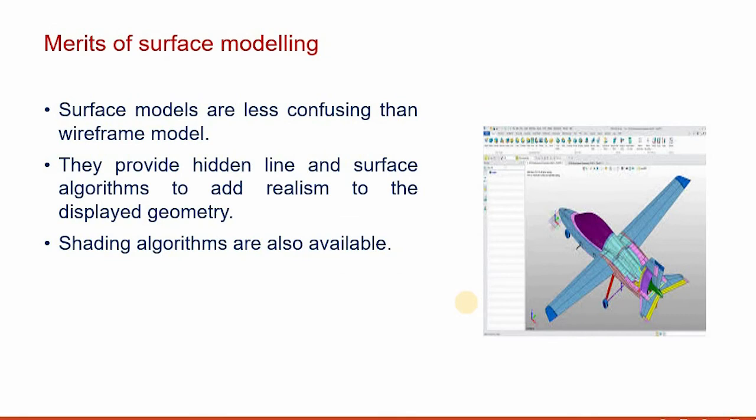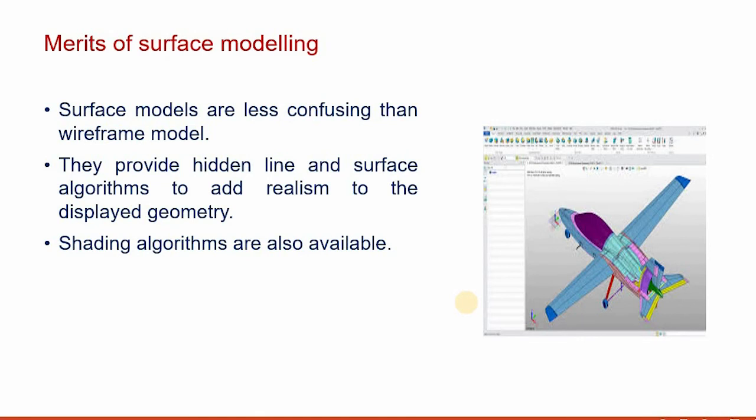Some other merits of surface modeling. Surface models are less confusing than wireframe models. When compared to the wireframe model, it has less confusion, because the surface is very clear. They provide hidden line and surface algorithms to add realism to the displayed geometry. To display the geometry in surface modeling, it provides both hidden line as well as surface algorithms, so that we get the reality of the images, pictures or objects.